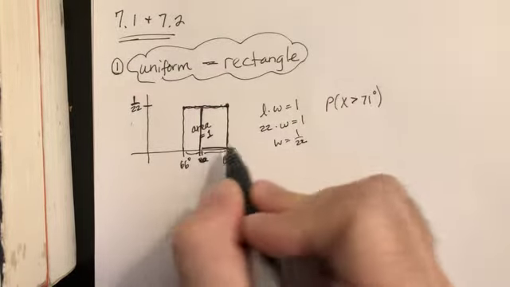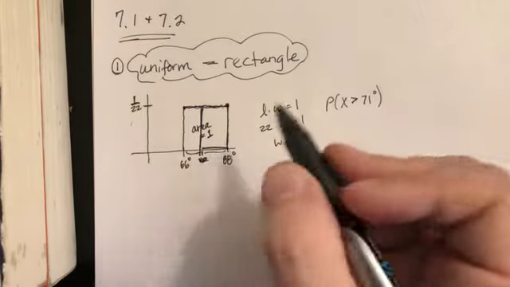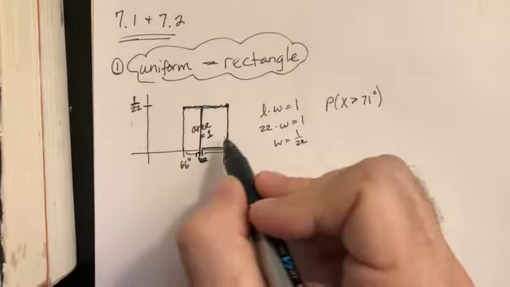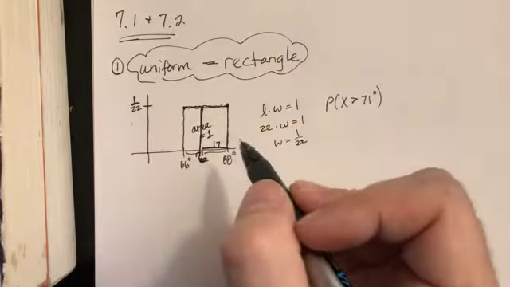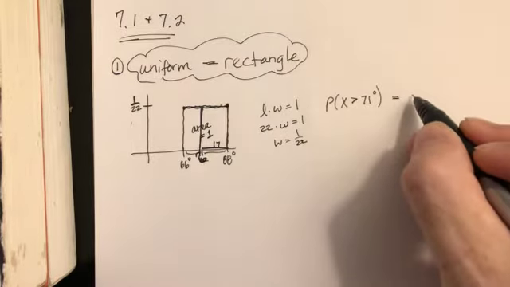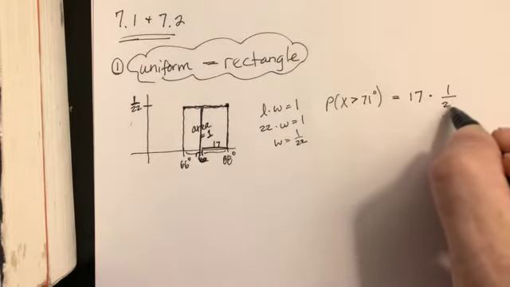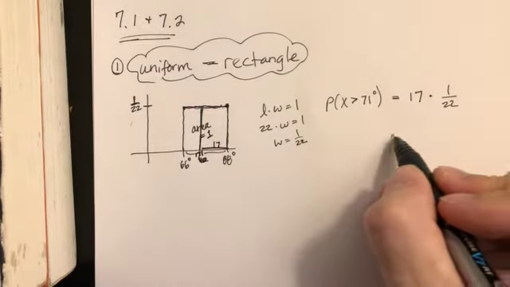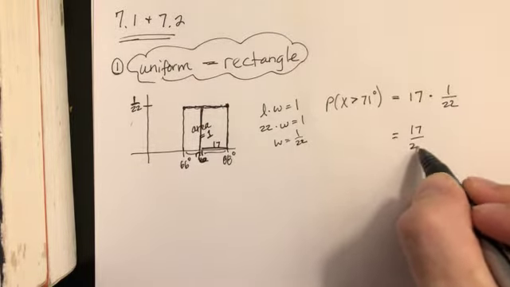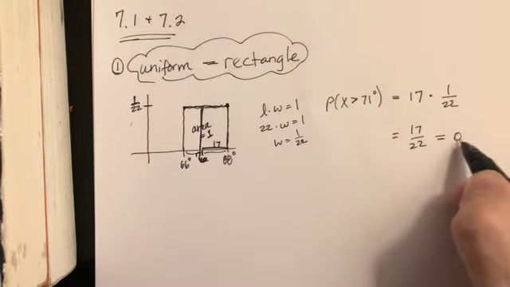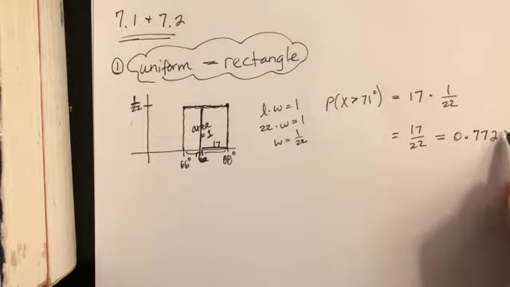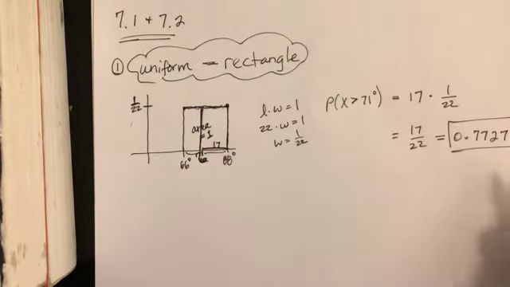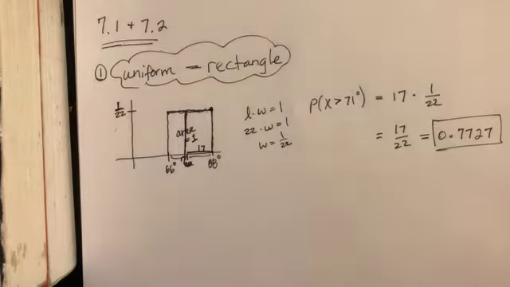And from 71 to 88, which is everything bigger than 71 within this rectangle, that would be 17. But the height stays the same. It's always 1 over 22. So the probability would be 17 times 1 over 22. And if I put it together, I get 17 over 22, which is a fraction. And if I write the decimal, it's 0 point something, which is in the answers, 0.7727. I don't have a calculator handy, sorry. Okay, that's how you do number 1.